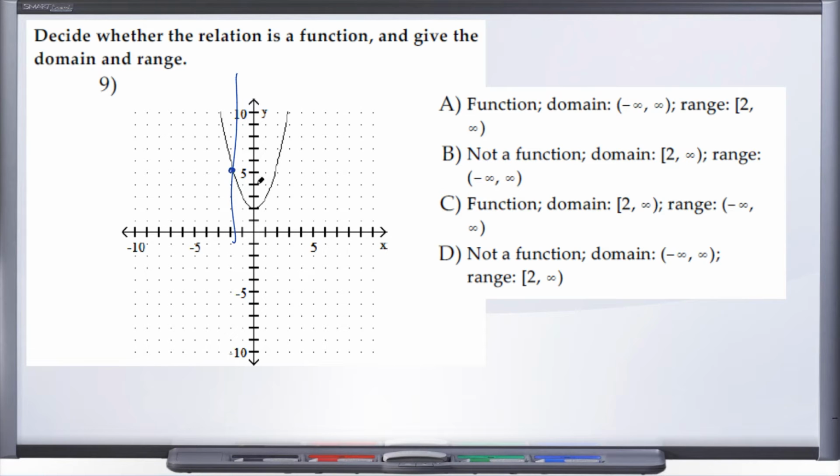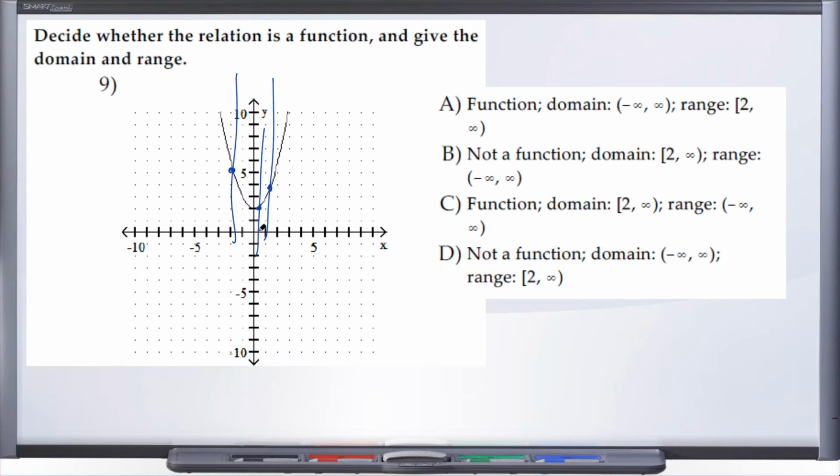Well, just one, right? We could do it again. It would touch just one. We could do it again. It would touch just one. So if you're able to take a vertical line, drop it through your graph, and your vertical line only touches the graph in one place, you have yourself a function.